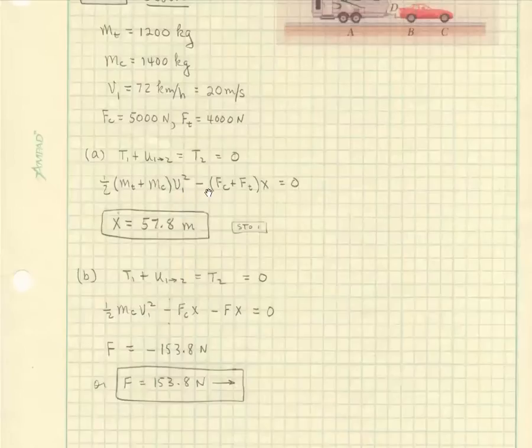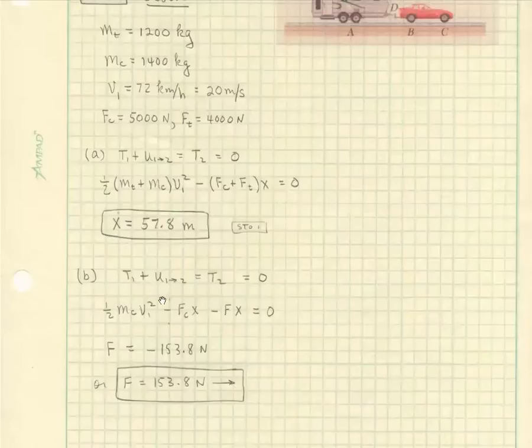And then you have minus the work done by the braking forces, which you're going to travel an X distance to the right, but the braking forces are going to be to the left. And so you get a negative sign for that work being done. That's equal to 0. And when you solve for X out of this, you get 57.8 meters. We'll store that in the calculator, storage 1.